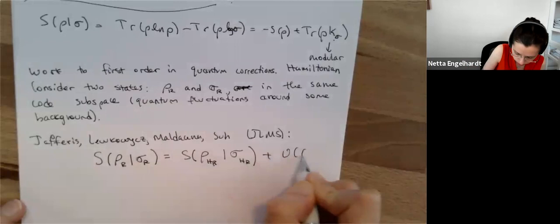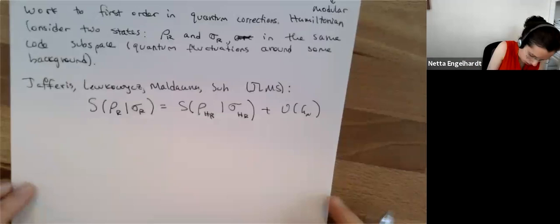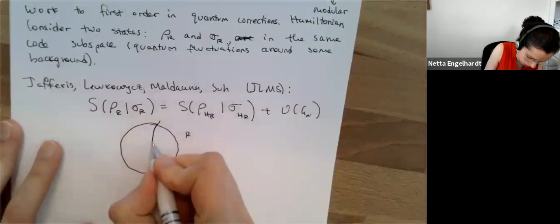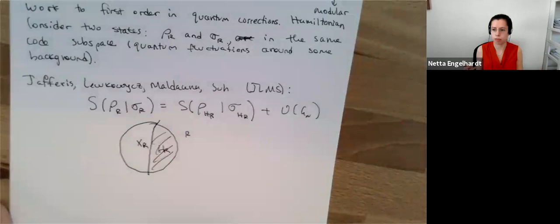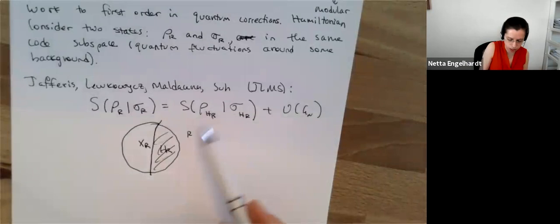So pictorially, we have some region R. This is our classical extremal surface X_R. This is H_R. Okay, so this is just some homology hypersurface. It doesn't have to be static. We can be looking at some time-dependent case. It's just a homology hypersurface. And these two density matrices are defined on this homology hypersurface.